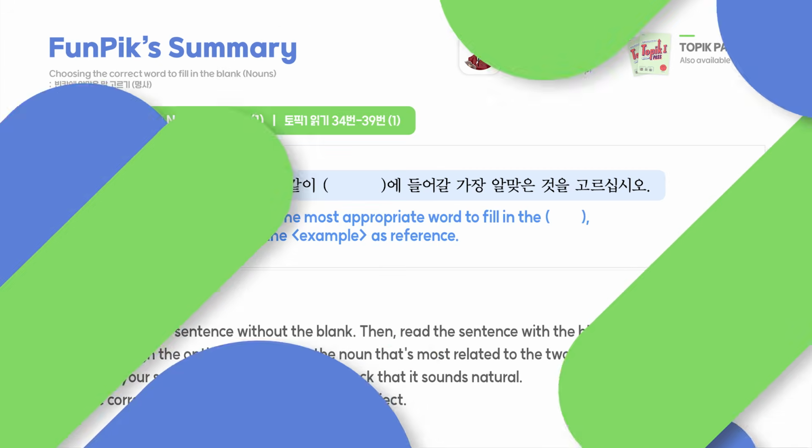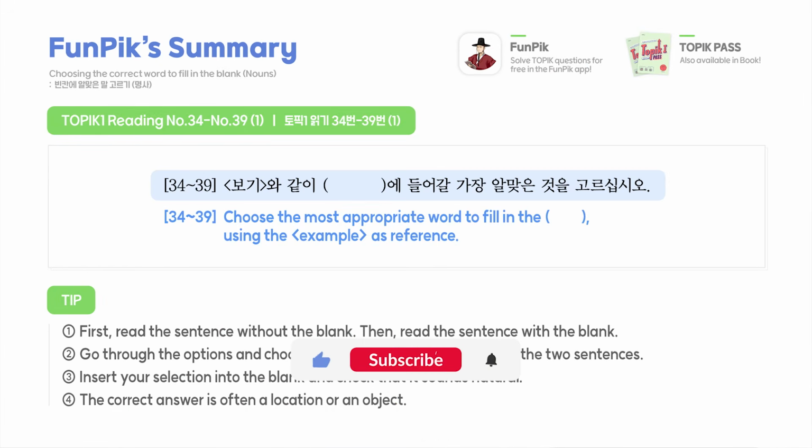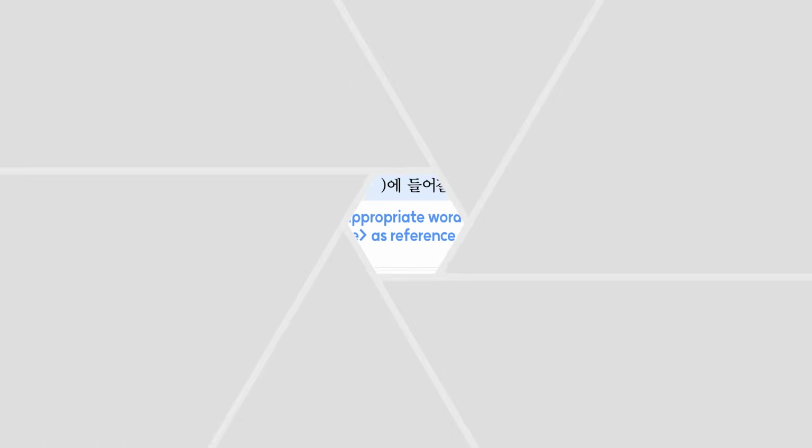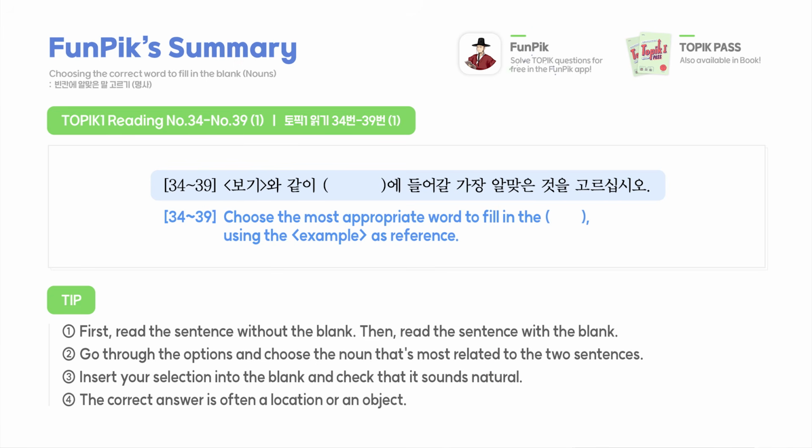Okay, let's wrap up. Review time. You can take a screenshot of this. Question type 2 is about choosing the correct noun to fill in the blank. Some tips. Read the sentence without the blank, then the sentence with a blank. Go through the options. Choose a noun that's most related. Insert your selection into the blank. See if it sounds okay. And the correct answer is often a location or an object.